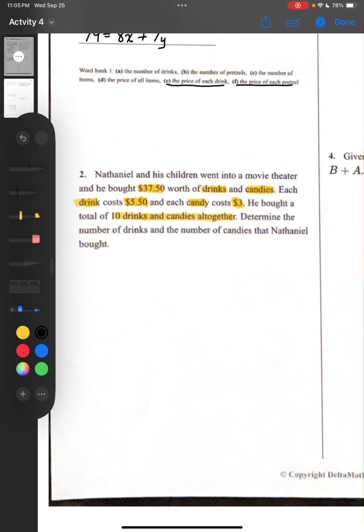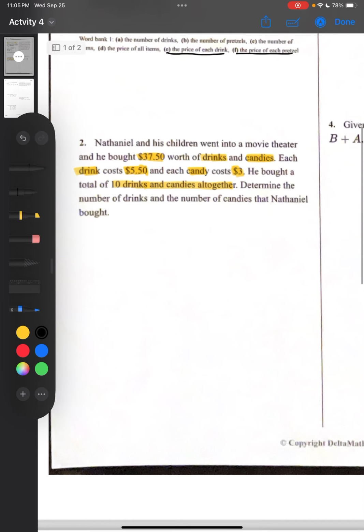Now, this is where we set up our variables again. Our x can be what we are wanting to know. We are wanting to know the number of drinks and the number of candies. So x could be the number of drinks, and y can be the number of candies.